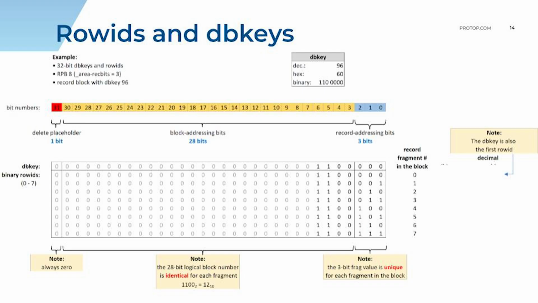If we convert those to binary, it's going to look like this. When we express it this way, we can already start to see some patterns emerging. For example, this column of bits is always 0, again, because those aren't part of the addresses. The block addressing bits all have the identical value of 1100, which makes sense because these are all in the same block. And the low order record bits all have unique values, which makes sense because they all have different row IDs. Another observation is that the first row ID in every record block is also the DB key, because it's DB key plus 0.